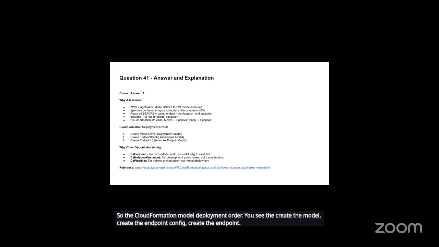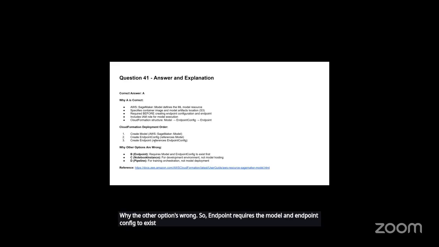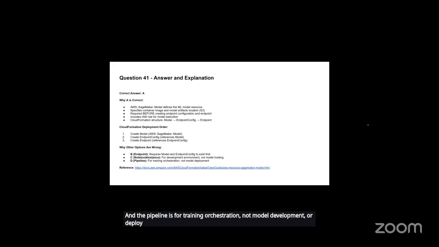Why are the other options wrong? Endpoint requires the model and endpoint config to exist in the first place. Notebook instance is for development environment, not model hosting. And the pipeline is for training orchestration, not model development or deployment, excuse me.